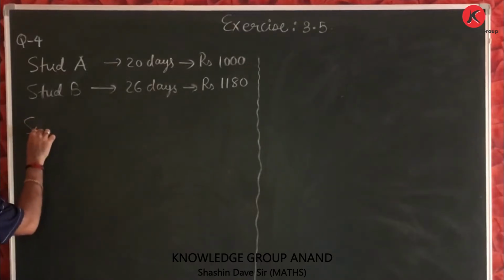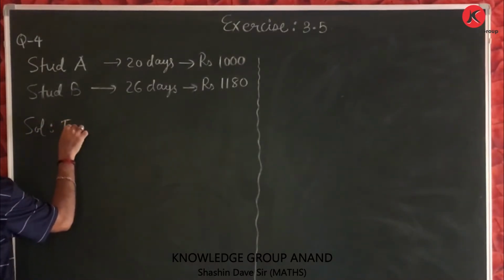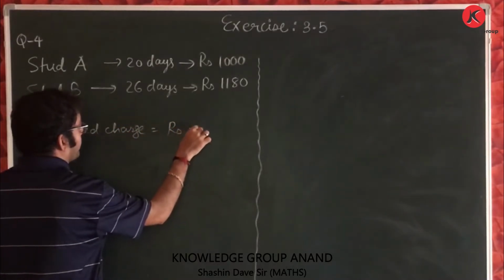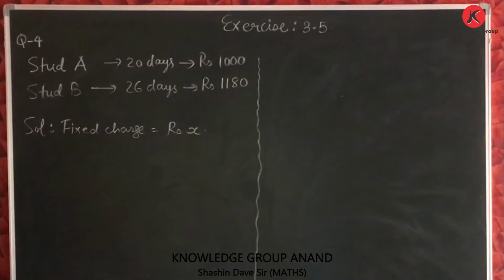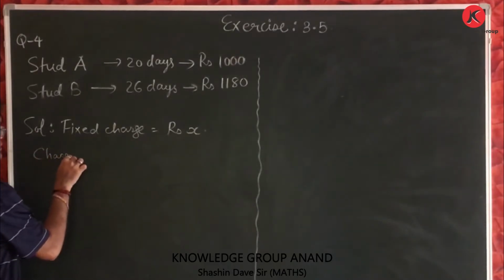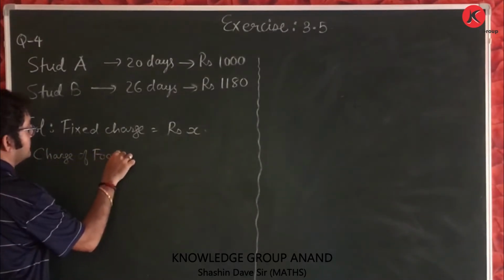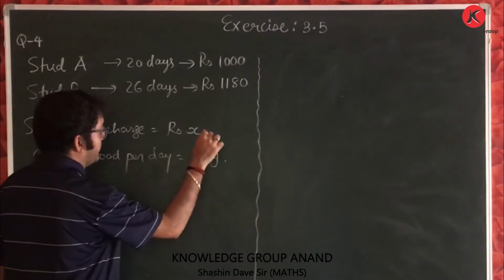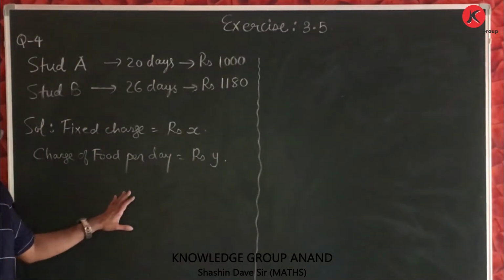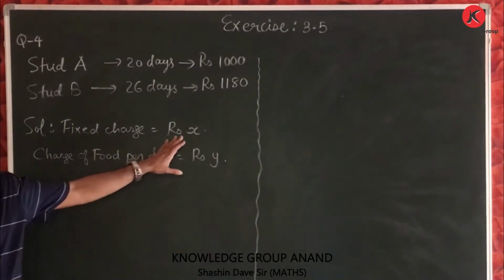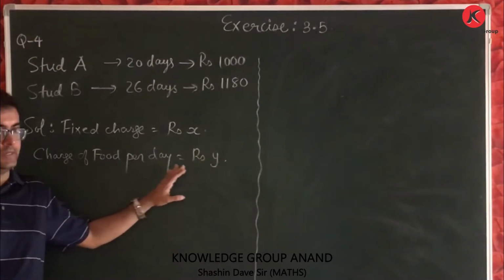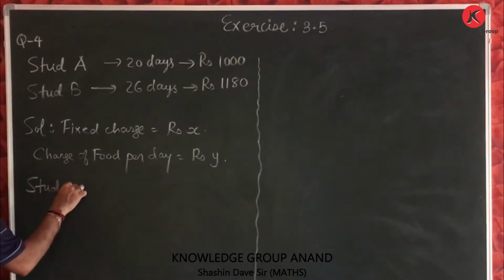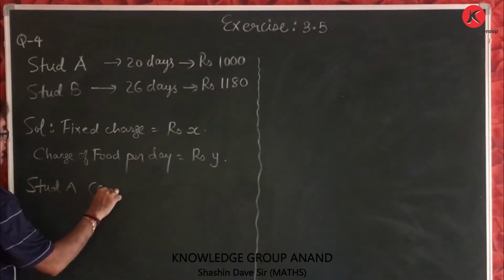So in the solution, first of all, I will take the fixed charge for the hostel as rupees x, and the second charge, the charge of food per day, we'll take it as rupees y. So these are the two things that we need to find. That is the fixed charge of the hostel, rupees x, and the charge of food per day, rupees y. Now I will take condition A. For student A, we will take condition number 1.